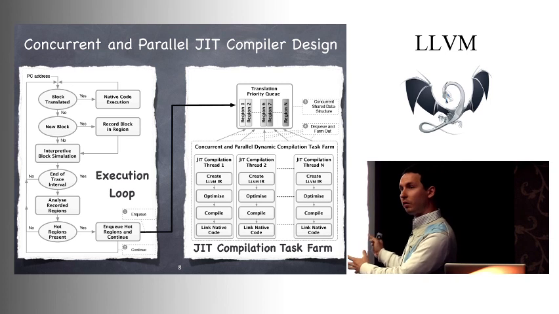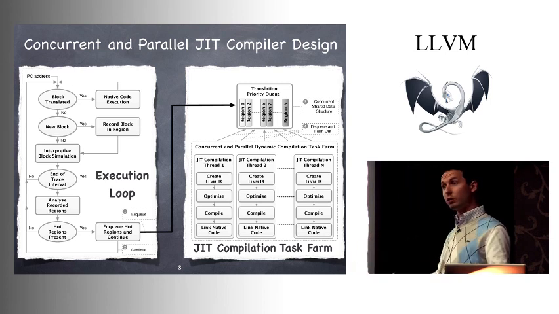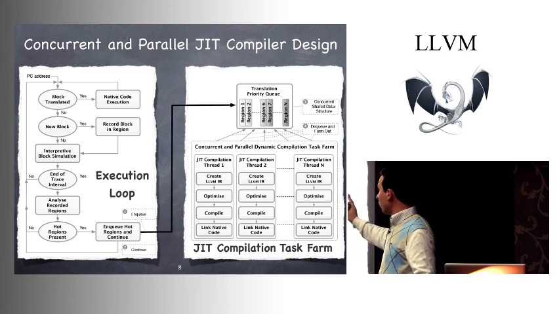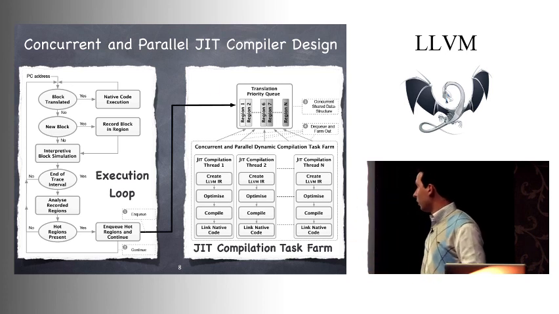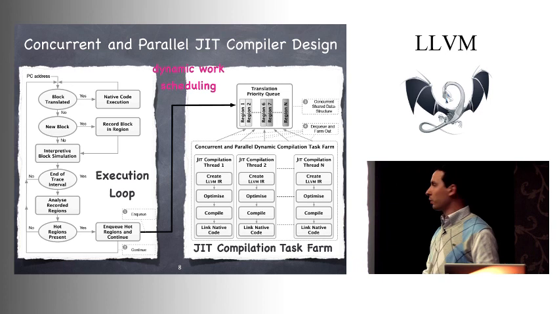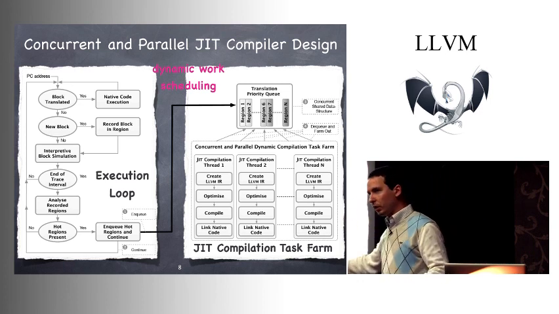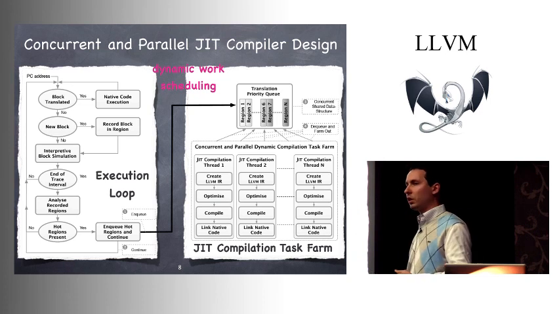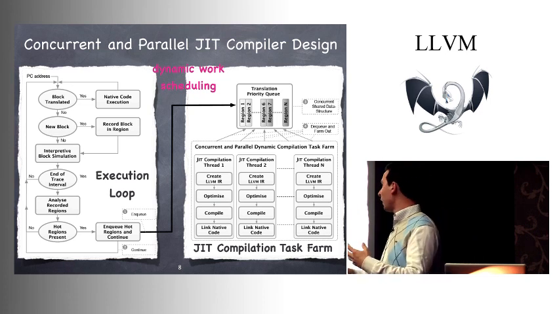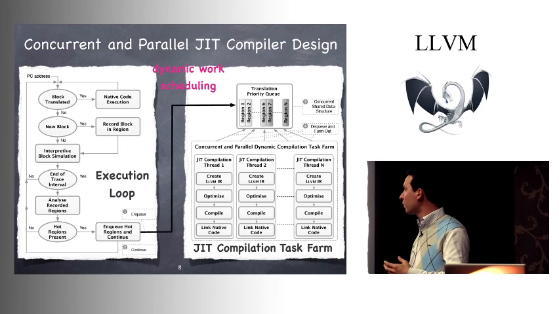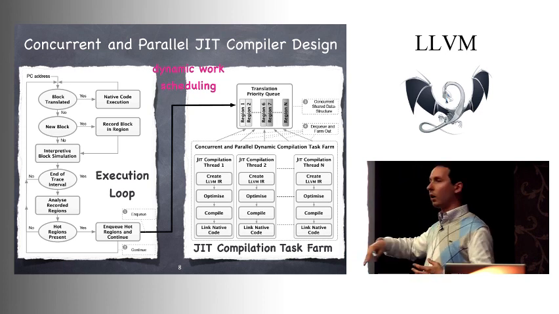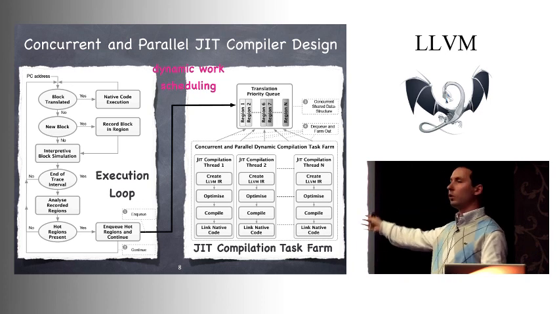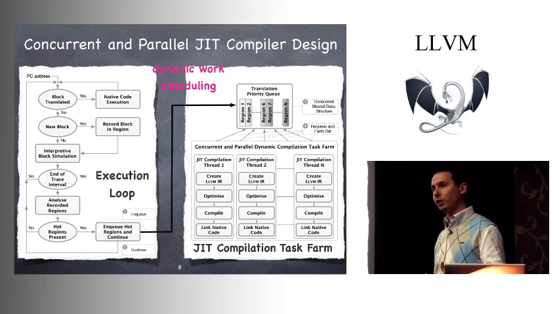And here is where LLVM comes into play, where we're users of LLVM. We use the LLVM framework to build this concurrent and parallel JIT compilation task farm. In each JIT compilation thread, we have our own internal representation of what we recorded. We apply some of our own optimizations there, then generate LLVM IR, run some of LLVM's optimizations over it, and then use the JIT to compile and link code.